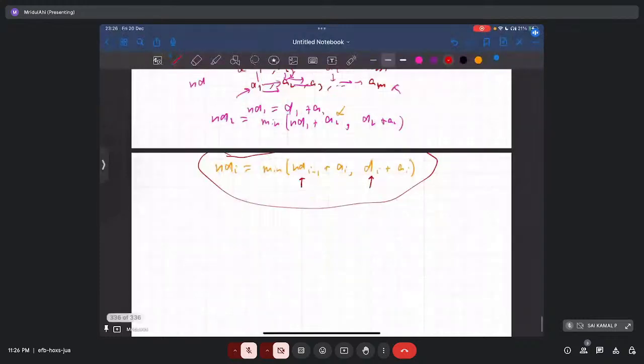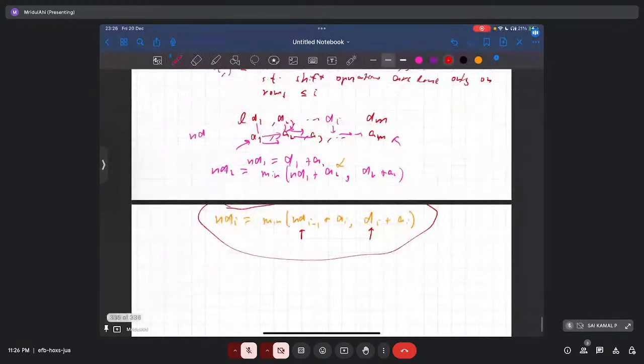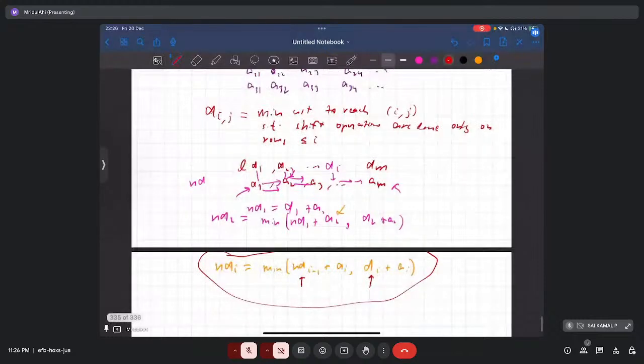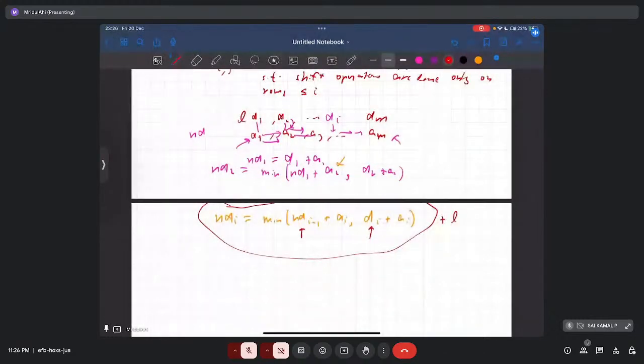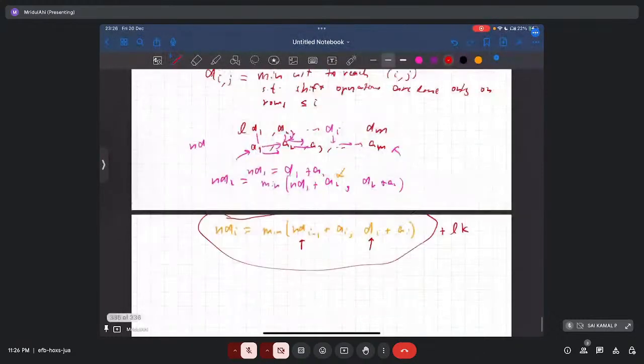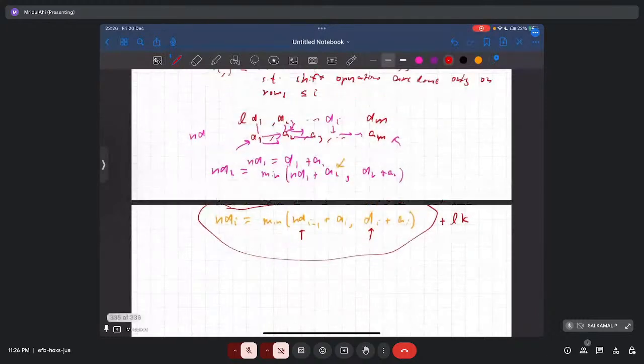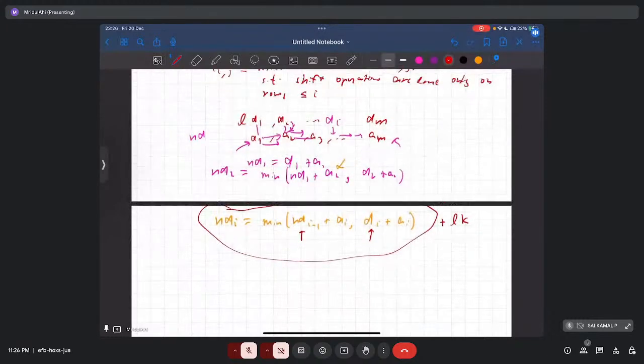We do this for each rotation, and for doing L rotations, we have to add a cost of L times K also, because one rotation costs us K units.